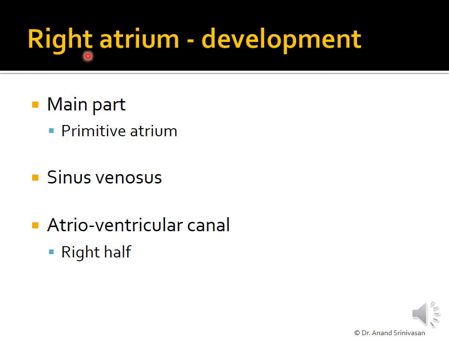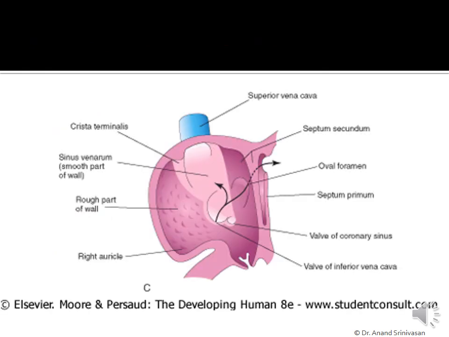To summarize, in the right atrium, the main part is developed from the primitive atrium, which is rough, and the smooth part is developed from the sinus venosus. A small portion also develops from the right half of the atrioventricular orifice. Here you can see the smooth portion from the sinus venosus, the rough part from the primitive atrium, and a small portion from the right half of the atrioventricular orifice.